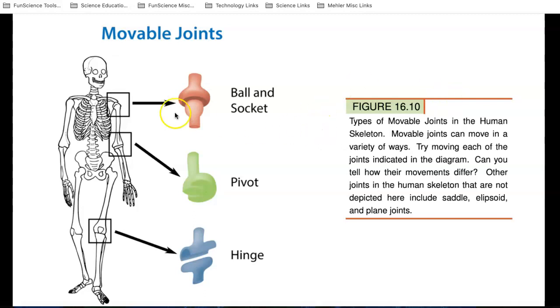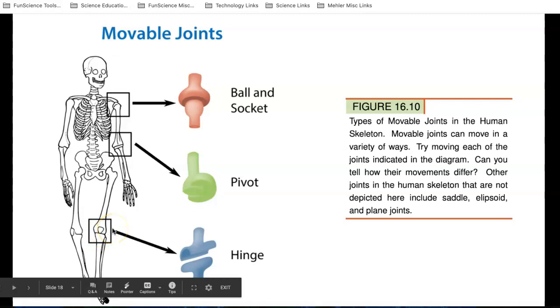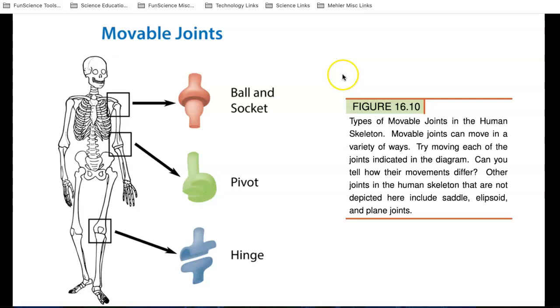Right here, we're going to look at three of the types of joints that we have in our body. Your shoulder is referred to as a ball and socket. The ball is the top of the humerus here into the socket area right over here. Your elbow is referred to as a pivot joint. So ball and socket for shoulder, pivot joint at our wrist, and down here we have a hinge joint. So take a look, make sure you know what parts of the body would have those three types of movable joints.